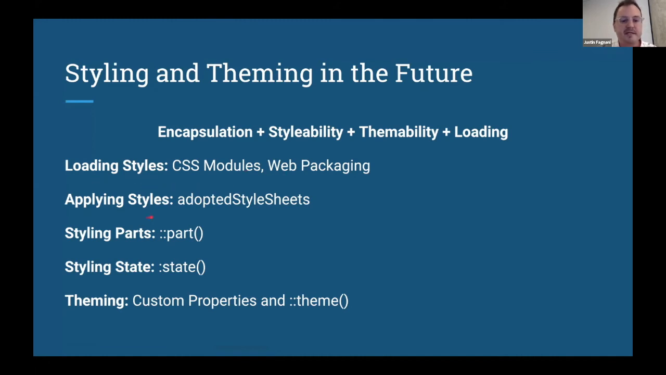When you want to apply styles to a particular component, you're going to use adopted style sheets. This lets you do things efficiently by reference. Again, if you want to style a specific part of a component, we're going to use ::part, CSS shadow parts. If you want to style based on state, we're going to use the custom pseudo classes :state selector. And then for theming, we have custom properties now, and hopefully we will get :theme soon to style across entire subtrees. So this is it all together.